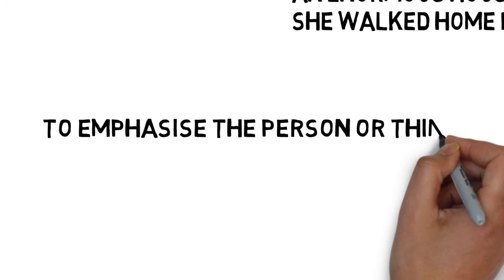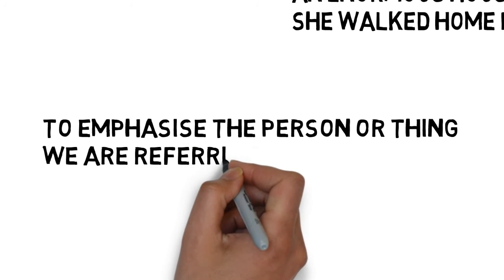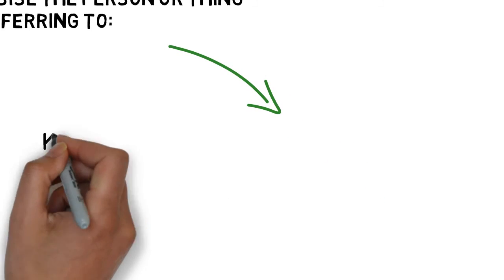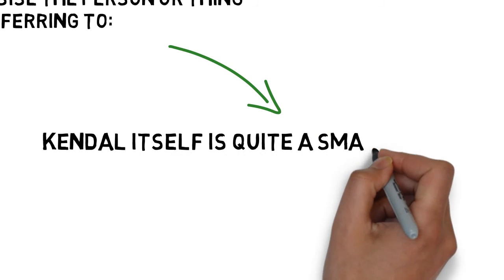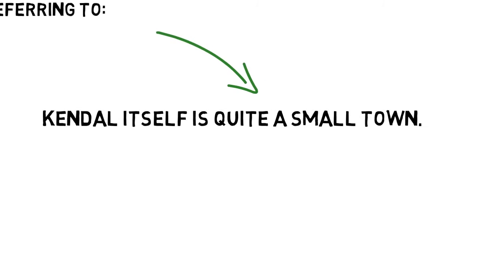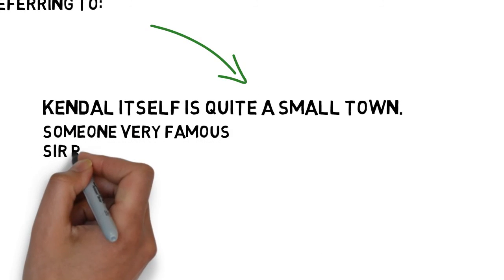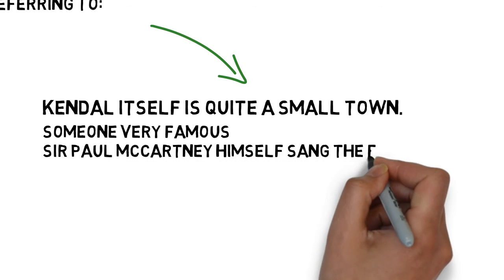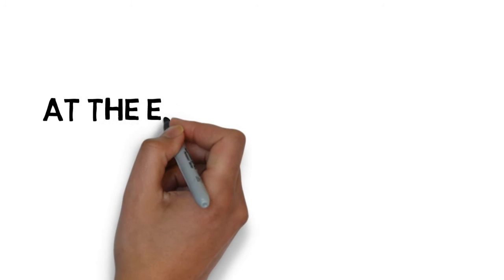Next, to emphasize the person or thing we are referring to. For example, Kendall itself is quite a small town. Kendall is subject, itself is the reflexive pronoun. Someone very famous, for example, Sir Paul McCartney himself sang the final song.